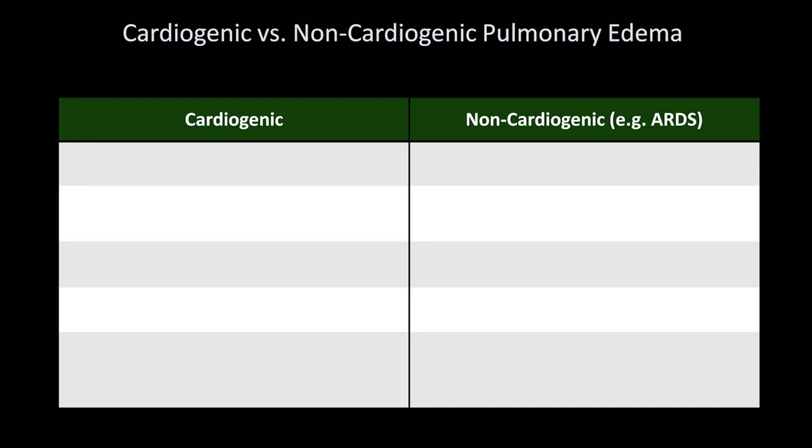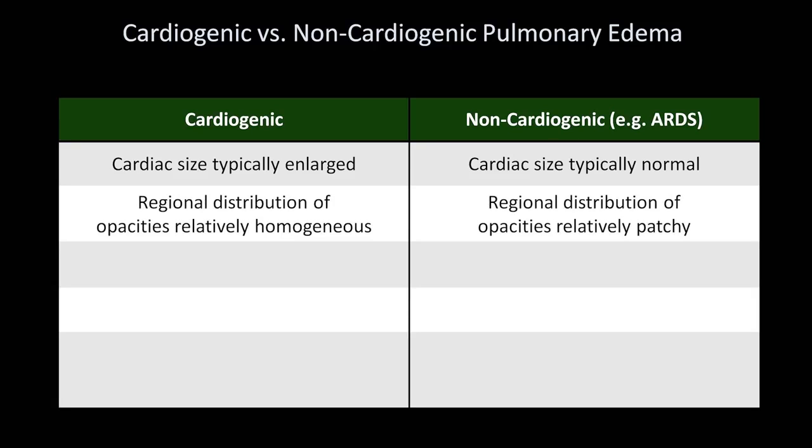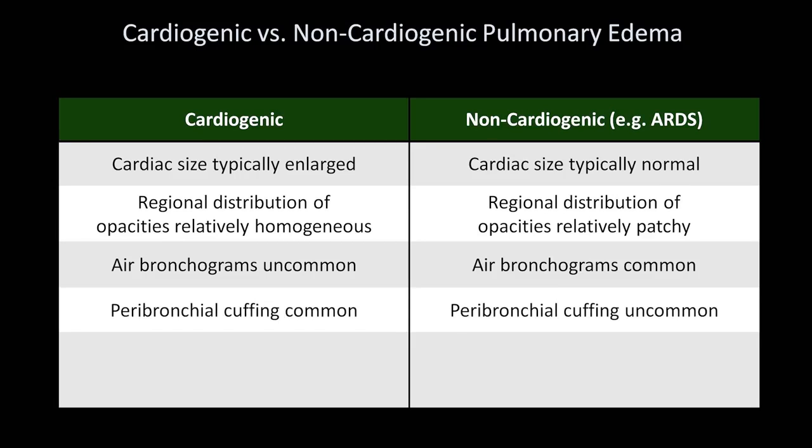So how do these radiographic features help distinguish cardiogenic from non-cardiogenic pulmonary edema? In cardiogenic edema, the cardiac size is typically enlarged, while in non-cardiogenic edema, it is typically normal. In cardiogenic edema, the regional distribution of opacities is relatively homogeneous, while it is relatively patchy in non-cardiogenic edema. Air bronchograms are common only in non-cardiogenic edema, while peribronchial cuffing is common only in cardiogenic edema.